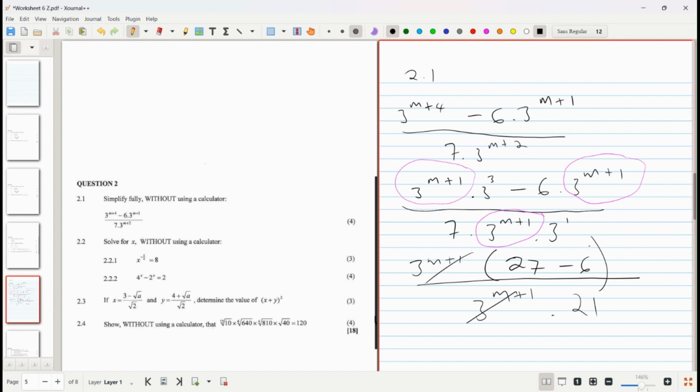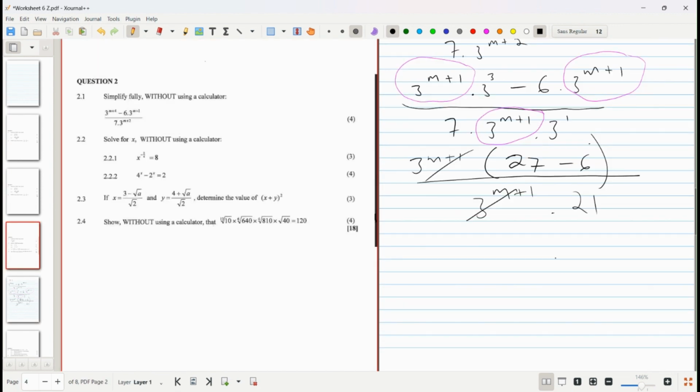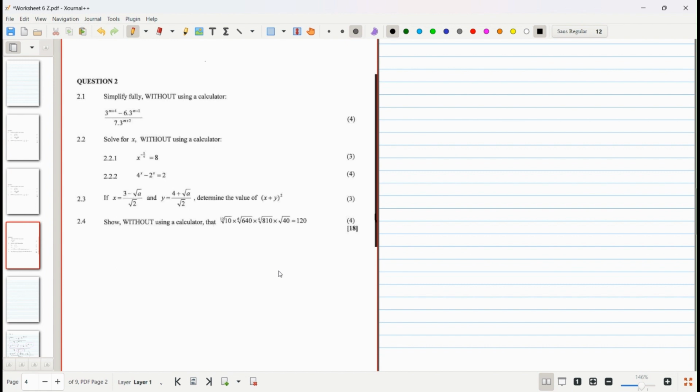This will cancel. We can see 3 to the power m plus 1 divided by 3 to the power m plus 1 will cancel. And then here 27 minus 6. What do we have? We have 21. So it will be 21 divided by 21, which is 1. So your final answer is 1.